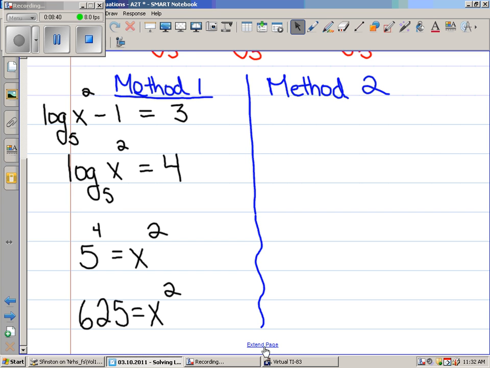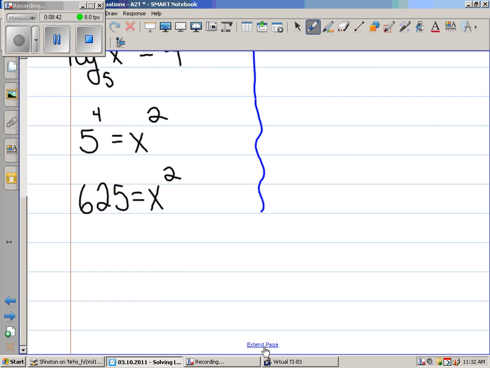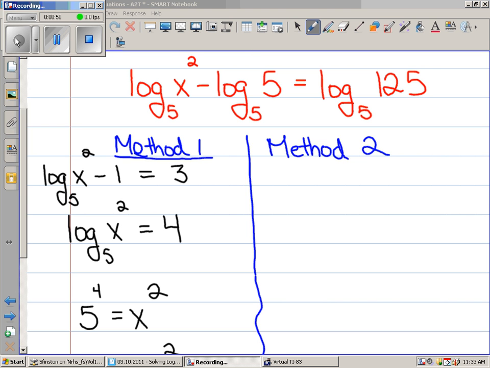Okay, all right. So you want to see what it is? If you took the square root of both sides, x is equal to positive and negative 25, because 25 times 25 is 625, and negative 25 times negative 25 is 625. Okay. We're going to do the other way next.